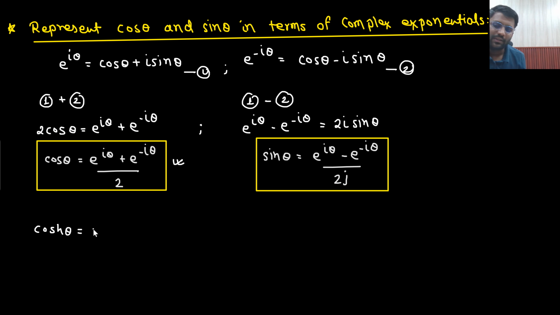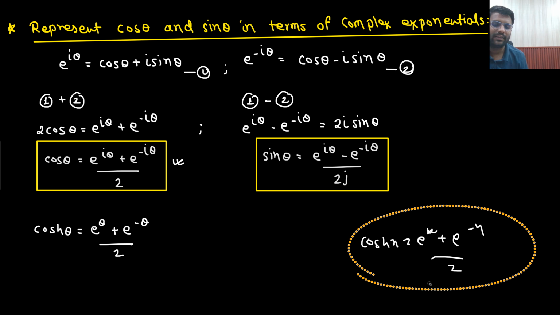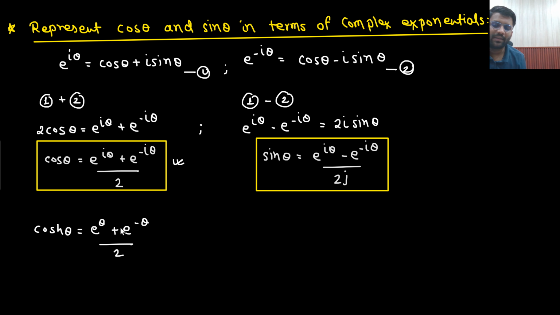Yes, sir. It was e to the power theta plus e to the power minus theta divided by 2. Basically we remembered cos hyperbolic x. That was e to the power x plus e to the power minus x divided by 2. So similar thing, cos hyperbolic theta is nothing but e to the power theta plus e to the power minus theta divided by 2.